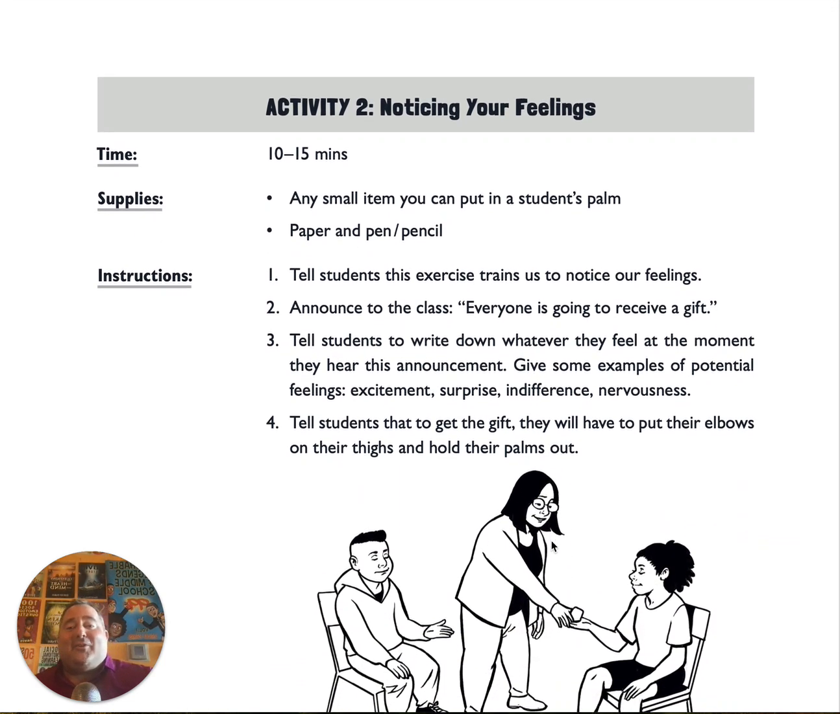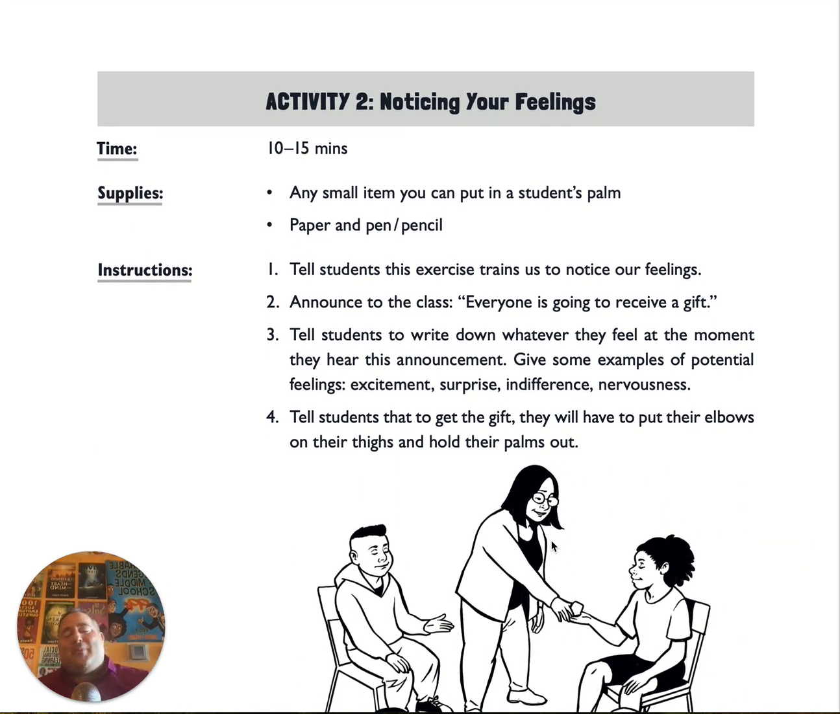Noticing your feelings. You're going to start with any small item you can put in a student's palm. I usually use Skittles for this because it's easy to put one Skittle into each student's palm, but some people use different things, and some people don't like using candy. I use Skittles. Anyway, and then have a paper and pen for students to make sure that they can write down what they're feeling.